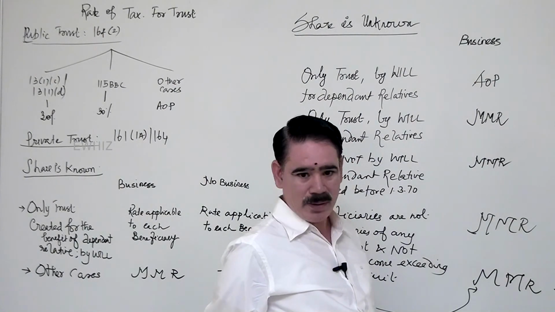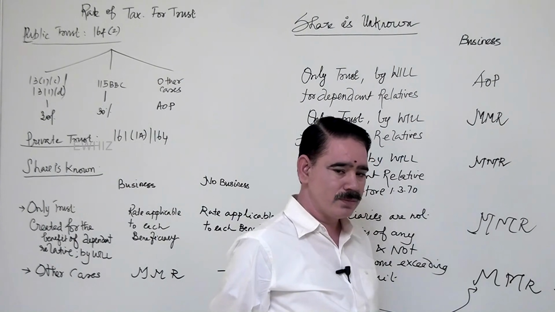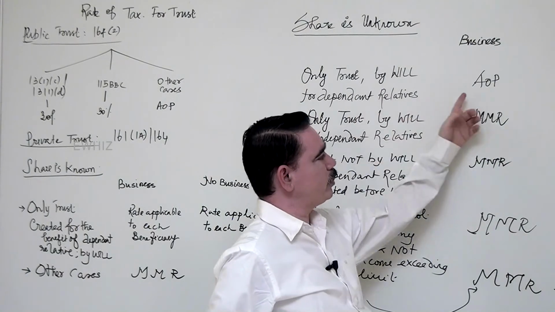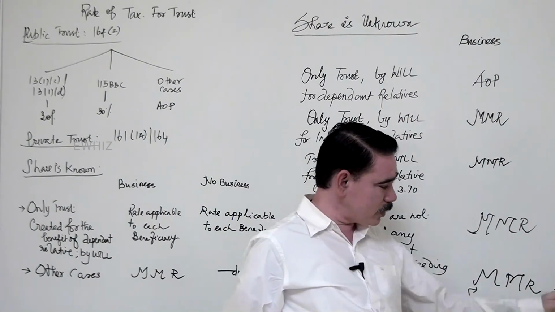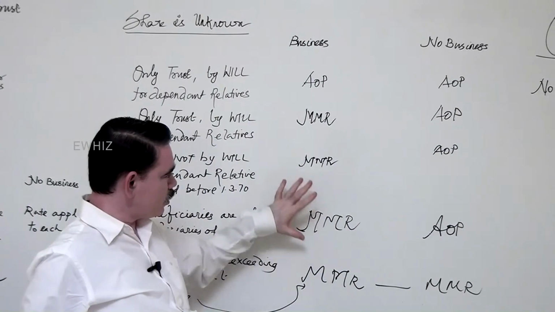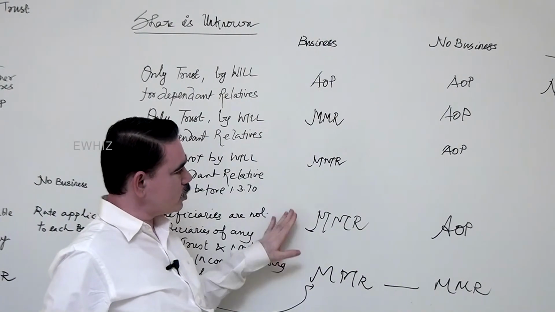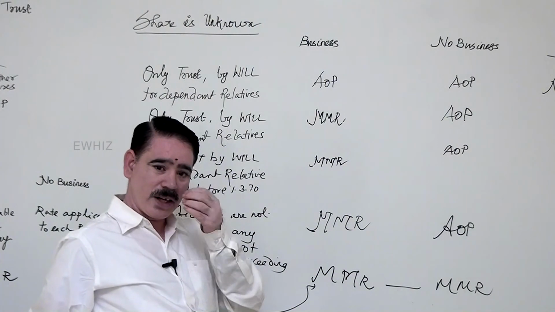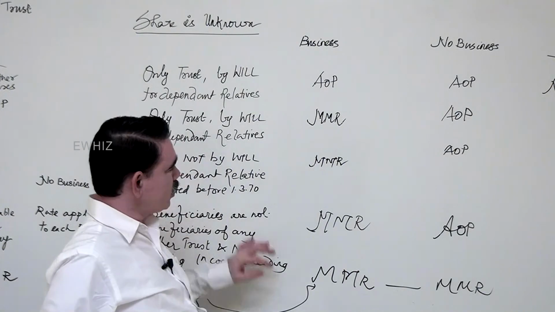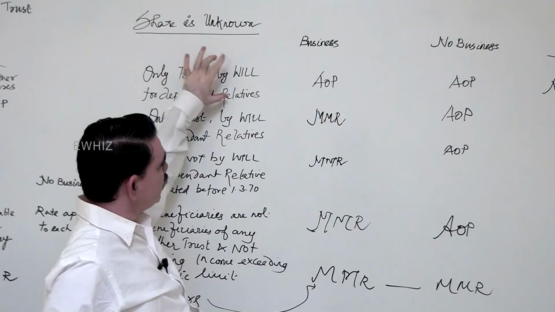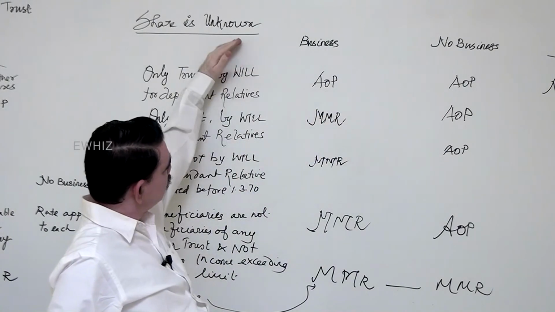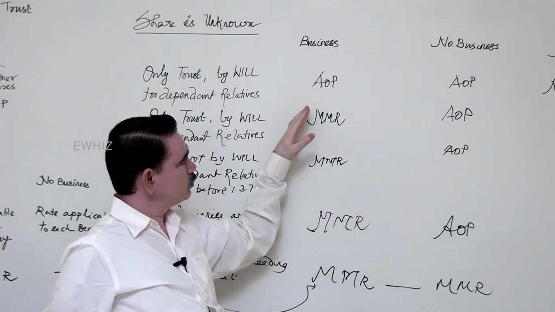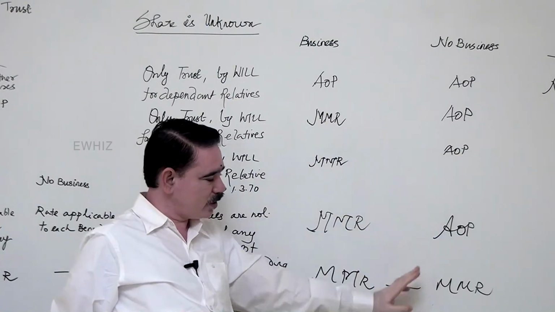Even if you have a business, MMR will not come, AOP will come in a case where the trust is the only trust created by will for the dependent relatives. Even if you do not have a business, it will get MMR in the exceptions. Exception, these three: when no business, it will be treated as AOP. Oral trust, no statement forwarded, whether or not you have business, MMR. Share is unknown, only trust created, AOP. Otherwise, except these three cases, always MMR. In these three cases alone, business is there MMR, business is not there AOP.